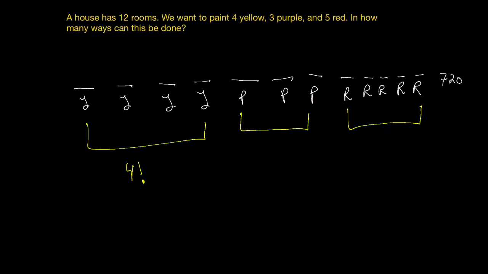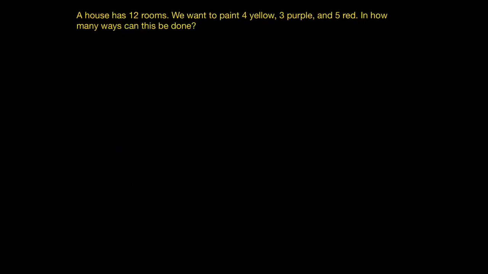Here we have 3 factorial rearrangements or repeats of this version right here. The same thing here. All of the repeats are going to be in 5 factorial ways. And using the multiplication rule, in order to calculate all the number of repeats, we can multiply the product of 4 factorial, 3 factorial, and 5 factorial. Hence, in order to do this problem, we have 12 factorial possible permutations.